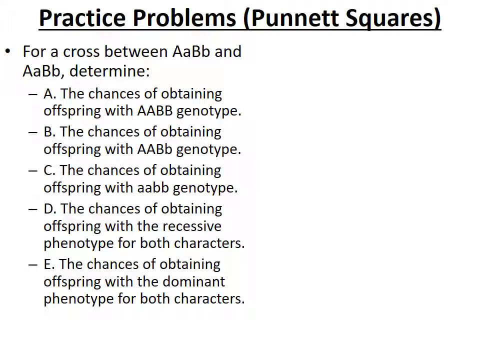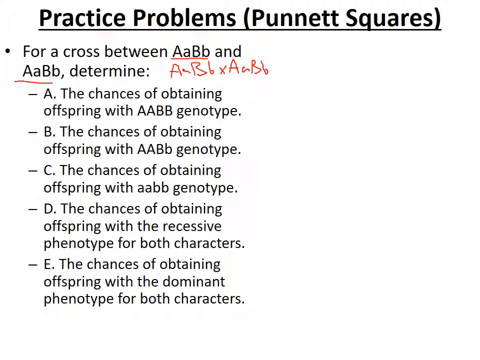So now we have a bit of a more complex one, but it's still the same idea. You just have to be careful because you're dealing with heterozygous crosses for both situations. So let's take a look. So we're doing a big A, big B, little b, crossed with a big A, big B, little b.